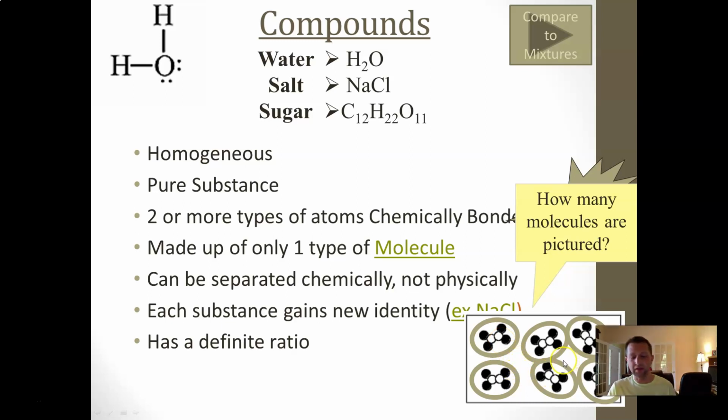Some students are like, oh, we have a mixture here. No, you don't. There's no mixture here at all. You have a compound because every molecule is the same. Look right here, made of only one type of molecule. So you have 6 of the same molecule, and therefore you have a compound because they are 2 different atoms combined.